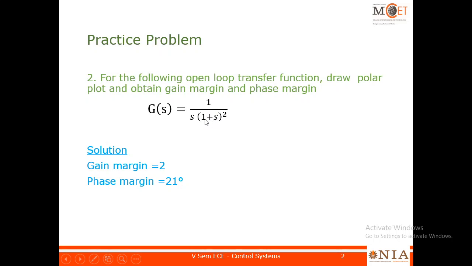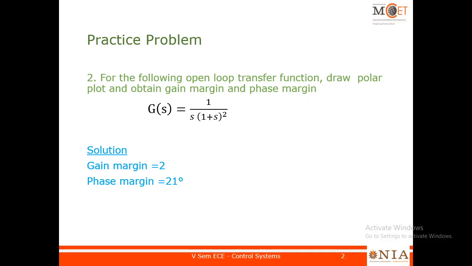Just split this into 2, (1 plus s) into (1 plus s). Then you can, as usual, follow the procedure for drawing the polar plot. That is, get G of j omega, and after getting G of j omega, get the magnitude and phase expressions. After getting the expressions, find magnitude values and phase values for various frequencies.